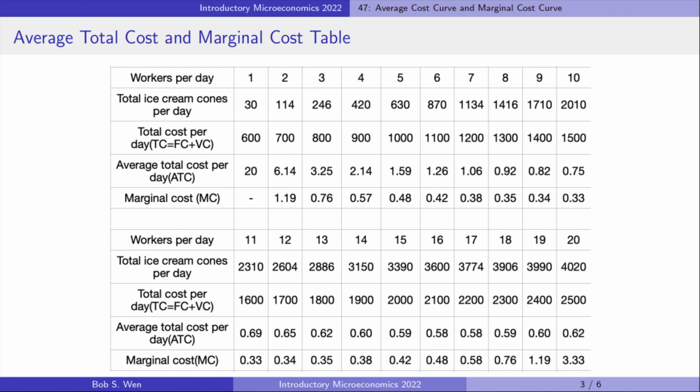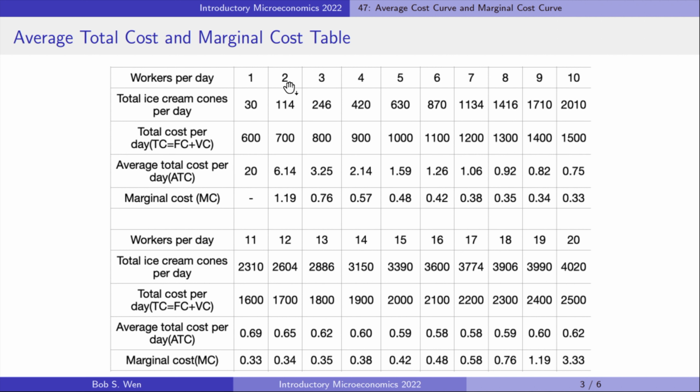We notice that the total cost increases at a constant rate. It rises by $100 as one more worker is employed. But the total output does not increase at a constant rate because the marginal product of labor is not fixed.